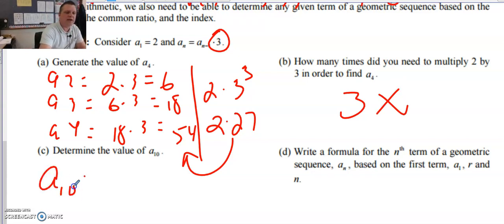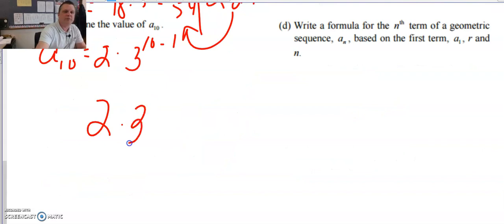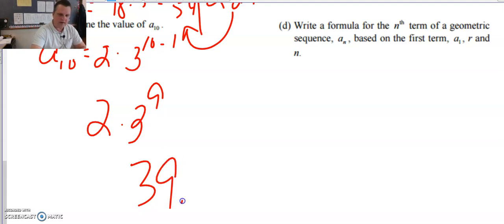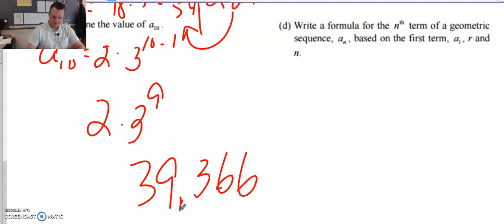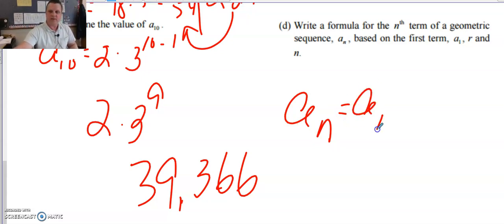Determine the value of A10. So A10 is A sub 1 times r to the n minus 1. So it's 2 times 3 to the 9th power. Put that in your calculator and you get 39,366. So what is your formula? Like I said, it's the one we're going to use from the Regents packet: A sub n equals A sub 1 times r to the n minus 1. I finished with a couple minutes to spare, and we will see you in class.